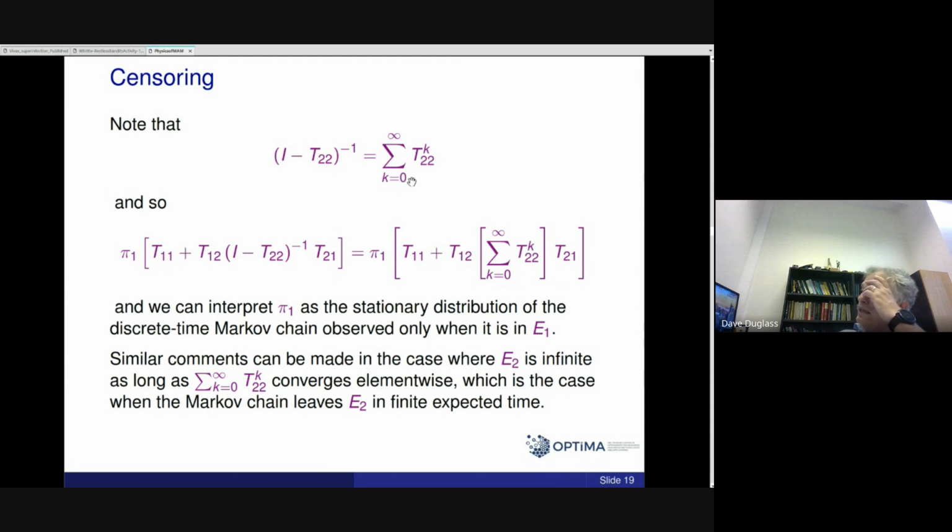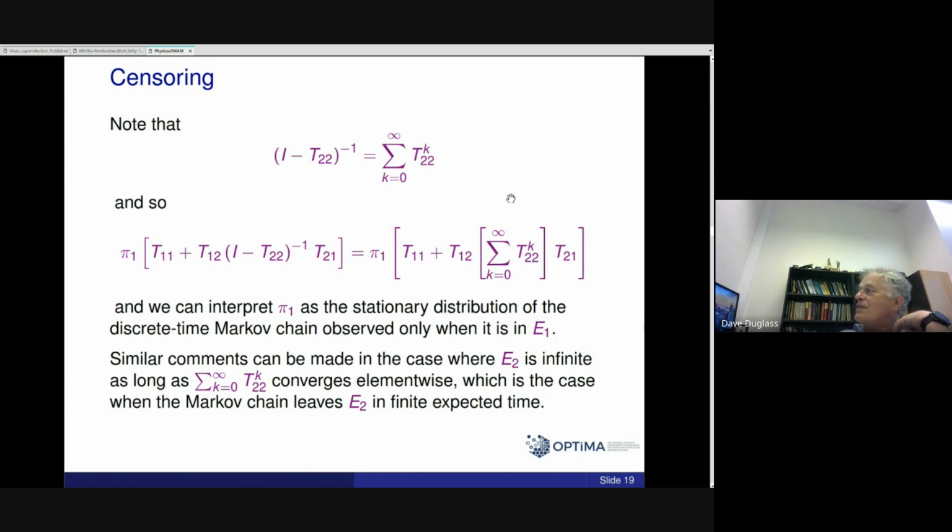So this is really modeling a situation, the summand here, where there are k transitions that go from the set E2 to itself. And this series must converge. So when we write pi1 equals pi1 times (T11 plus T12 (I minus T22) inverse T21), we can substitute the infinite series here. And we can think of pi1 as a stationary distribution of the discrete time Markov chain observed only when it's in E1. So if you're sitting in E1, you can go to another state in E1 according to a direct transition, T11, or you can have a transition to E2, hang around in E2 for any number k of transitions, then return to E1 via the transition matrix T21.